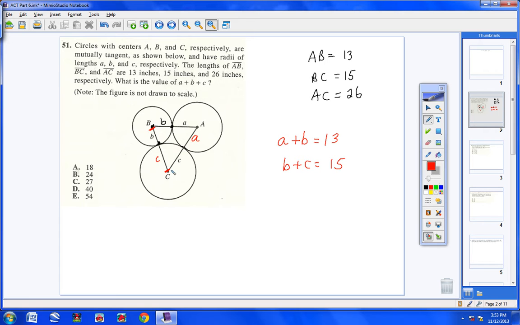And then could I not also say that from here to here is C, and then from here to here is A? So if I take A plus C, that will give me the entire length of AC, and the entire length of AC is 26, so I can put a 26. See how I did that? Let's review for a second. We're not in a hurry here.